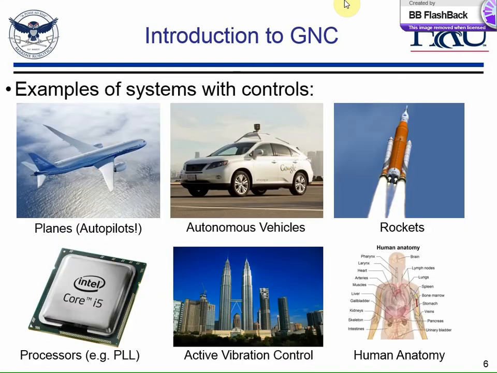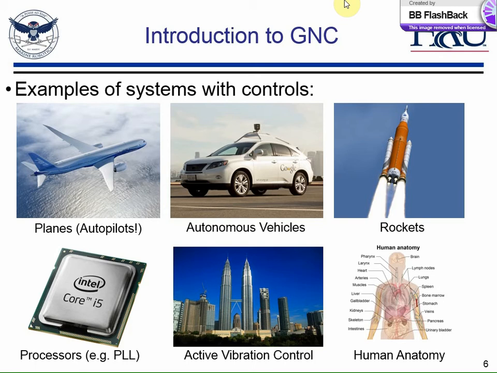So these are a couple examples of control systems. The first real foray into control systems was through Boeing when developing autopilot systems. Autonomous vehicles have extremely advanced GNC systems associated with them. Rockets are an example of an inverted pendulum, right? So it's an inverted pendulum in air that we're trying to keep upright to make sure that we can get it up into space.